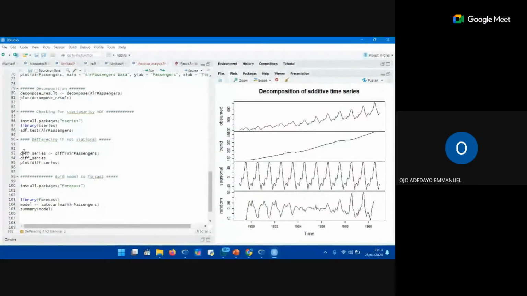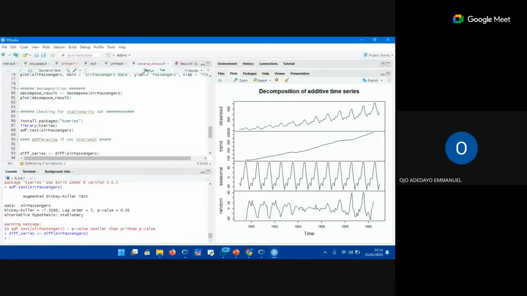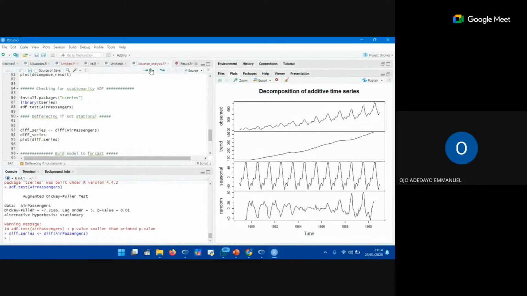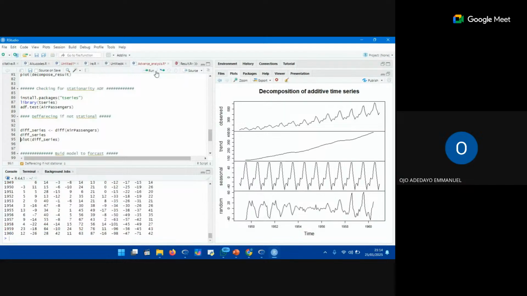So how do we do that? We use what we call diff of that data. So it is going to difference that data. So let us difference it. We are almost through. Once we difference that data, let me check the value that we have. Now, if you look at this value, let me increase this so that we can see.